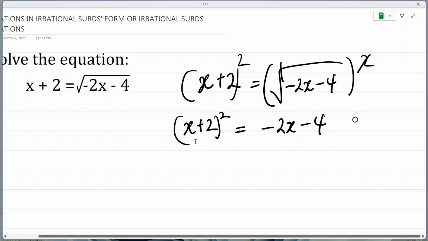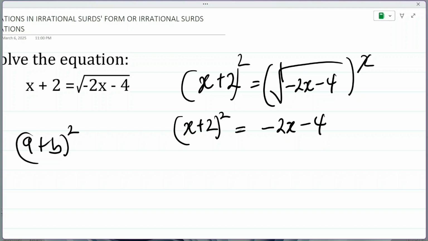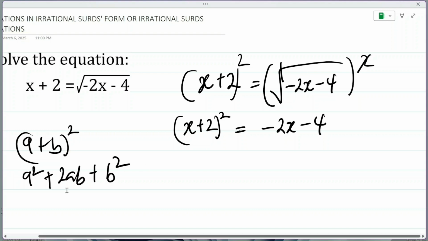Next we expand (x plus 2) squared. Now it's very easy if you understand that (a plus b) squared is a squared plus 2ab plus b squared. This is a formula you can use in solving a question like this, and it helps you to speed up your solving process, where a here is the same thing as x here and b here is the same thing as 2 here.